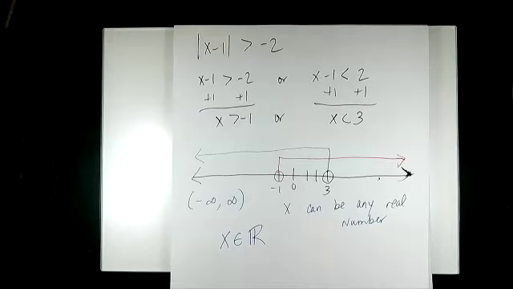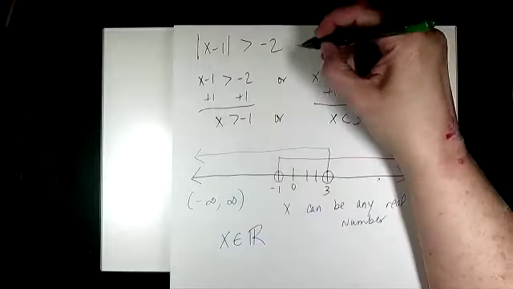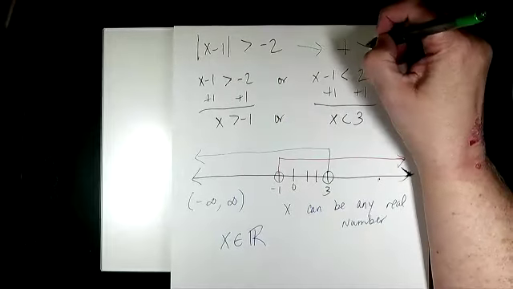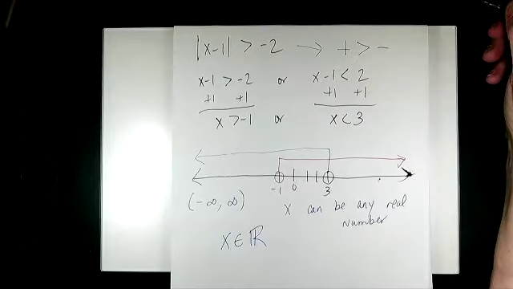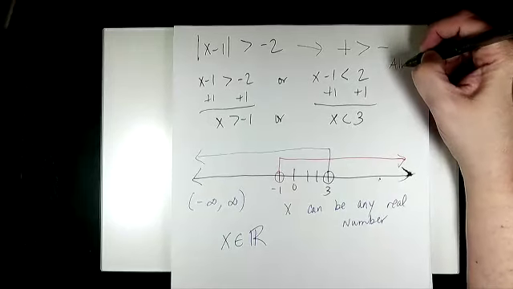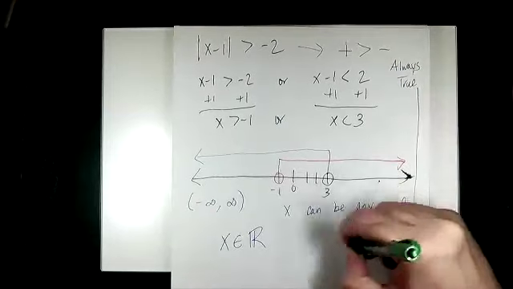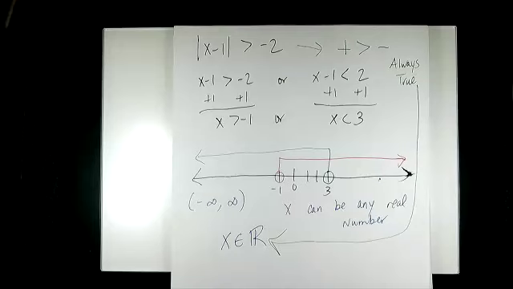Yeah, absolute value has to be positive, and it's always gonna be bigger than -2, isn't it? So the shortcut here is recognizing that we have a positive is greater than a negative. This is always true. No matter what x we use, it's true. So we get x as any real number.